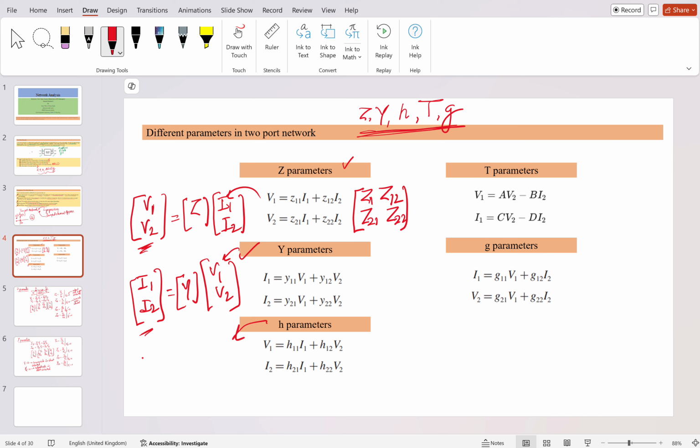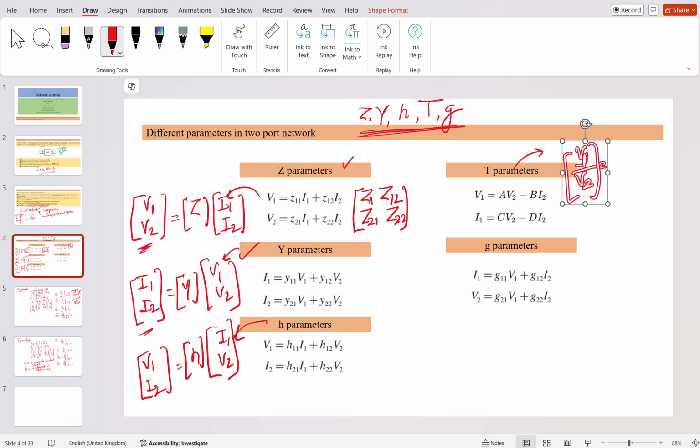So what about the H matrix? What is the input parameter for the H matrix? V1, I2 is equal to the H matrix times I1, V2. Similarly, for the transmission parameters, that is the ABCD parameters, the inputs are V1, V2. This is V1, V2, which is equal to a matrix. So this is basically V1, I1, and it is equal to the ABCD parameters times V2, and here the current direction is opposite, minus I2.